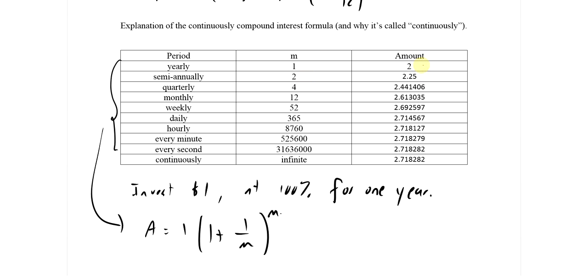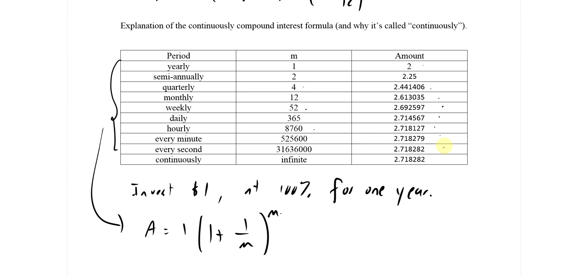If it's semi-annually, you get 2.25, because you get 50% halfway through the year, so then you have $1.50, and then you get another 50%, so 75 cents in interest at the end of the year. That gives you 2.25. Quarterly, 4 times a year, you'll end up with this much. Monthly, 12 times a year, you end up with this much. Weekly, 52, daily, 365. Hourly gives you this much. Every minute gives you this much. Every second, that gives you this much.